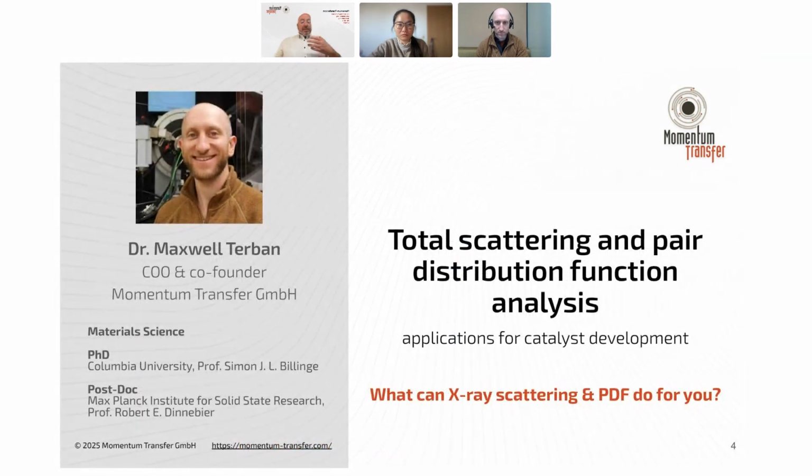So Maxwell is going to talk about this, and he is, besides being our COO and co-founder, he got his PhD from Columbia University from Professor Simon Billinge, and did his postdoc at the Max Planck Institute in Stuttgart for solid state research with Professor Dinnebier. So without any further ado, what can X-ray scattering and PDF do for us all?